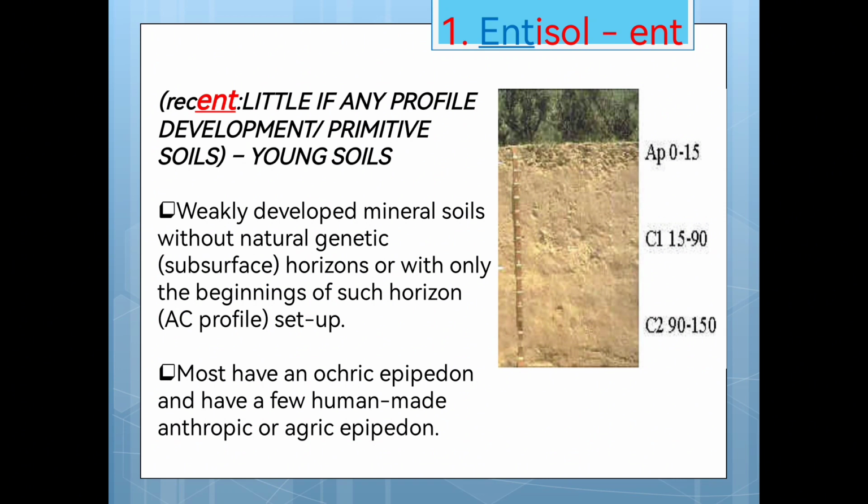They are weakly developed mineral soils without natural genetic subsurface horizons, or with only the beginnings of such horizons, such as an AC profile setup. They have mostly an ochric epipedon and a few human-made anthropic or agric epipedons. So this is entisol. Its color is lighter. There is minimal development and little horizonation. It is not that developed yet, so you won't see many different horizons. So that is entisol.